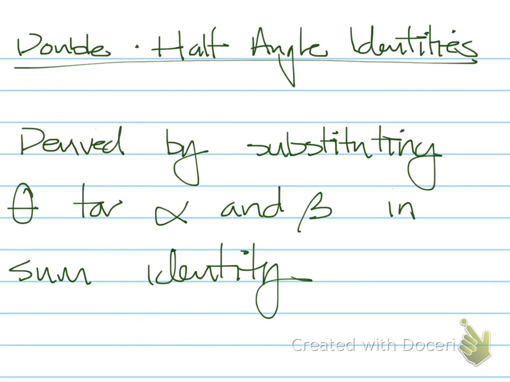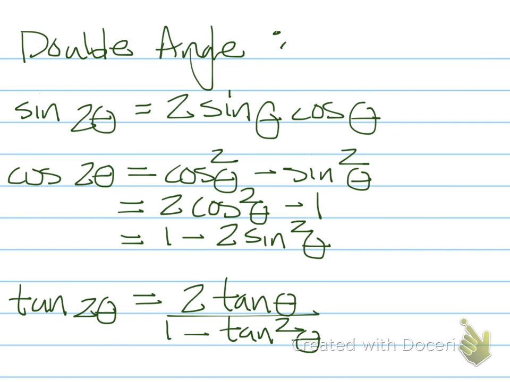In this lesson we're going to be looking at the double and half angle identities. They're derived by substituting theta for alpha and beta in the sum identities. The double angle identity says that sine of 2 times an angle equals 2 times sine of the angle times cosine of the angle.